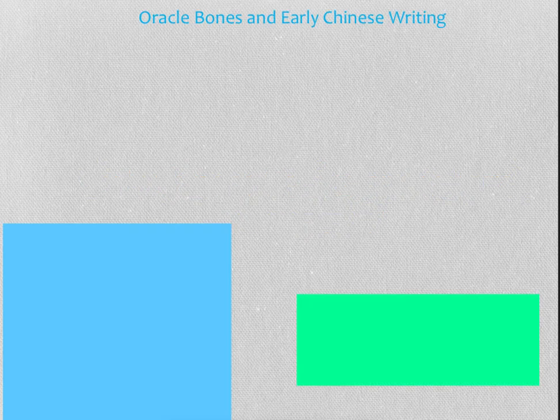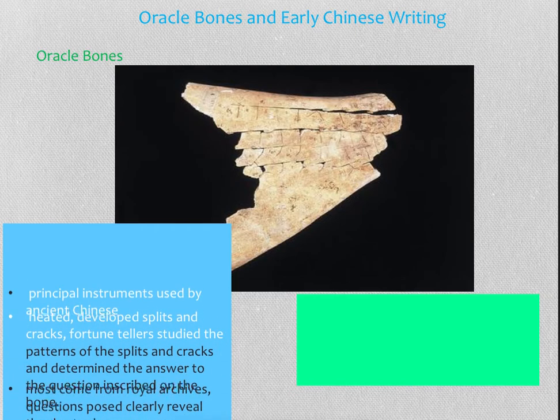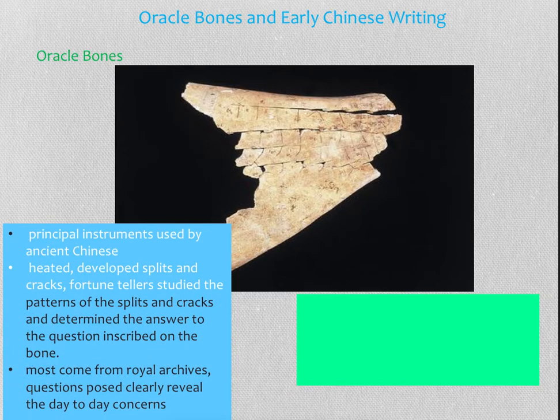Okay, so the first thing we're going to look at is oracle bones and early Chinese writing. Oracle bones are pretty much the earliest form of writing that the Chinese had, and were the principal instrument used by the ancient Chinese. They would get these bones usually from large animals like a sheep or even a turtle, and they would inscribe little words on it. And then they would put this bone to heat, and the cracks would form.